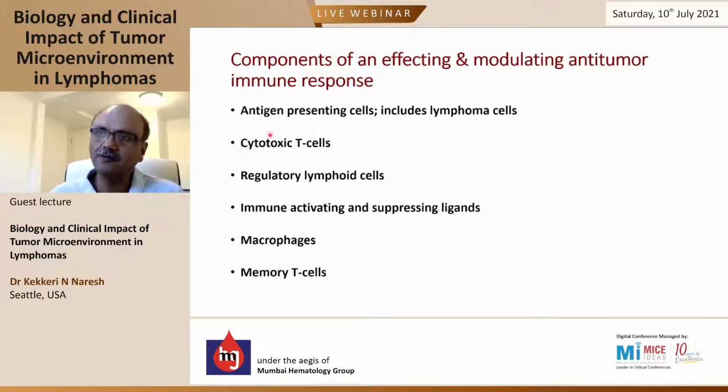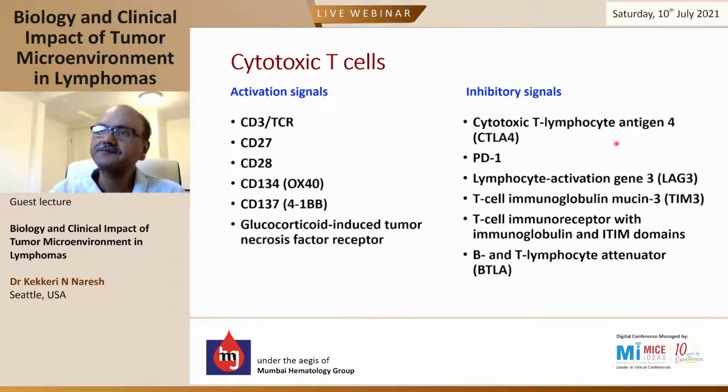But these two components are heavily modulated by other cells. There are many regulatory lymphoid cells, and also there are many other extracellular factors which can activate or suppress the immune system in terms of ligands. Then, of course, as I mentioned earlier, memory T cells are key for preventing recurrence.